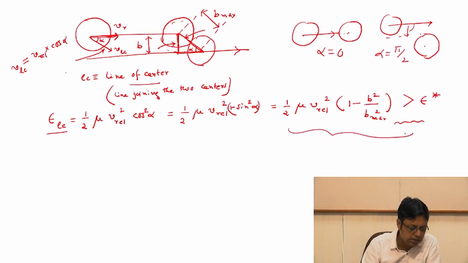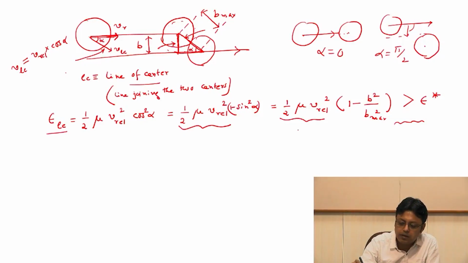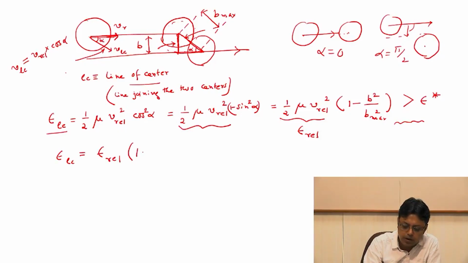So this part basically tells that I have half mu v relative squared. Before we proceed, this also has the dimension of energy, because half mv square is kinetic energy. So instead of half mu v relative squared, we could write it as basically the relative kinetic energy. So what we got is that the energy transferred along the line of centers should be like this: 1 minus b square by b max squared, and that should be greater than epsilon star.